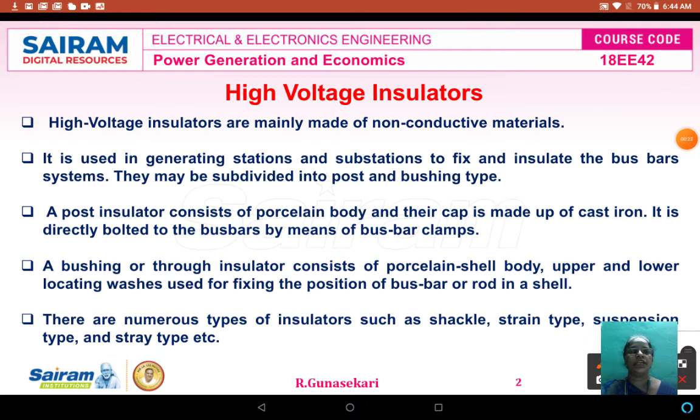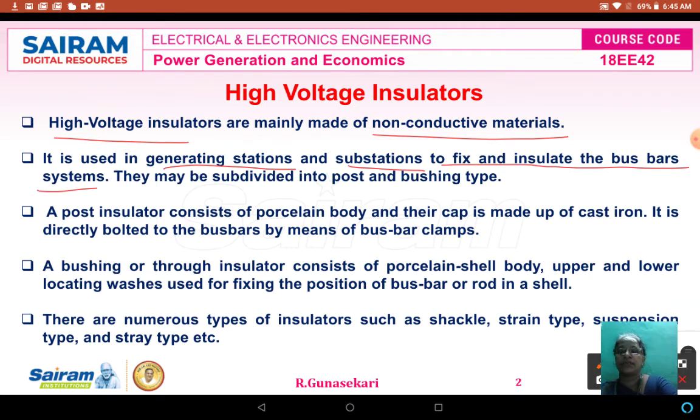First, we studied the high voltage insulators. High voltage insulators are made up of non-conductive materials. They are used in generating stations and substations. For what purpose? To fix and insulate the busbar system. For this purpose, we use high voltage insulators in the substation.